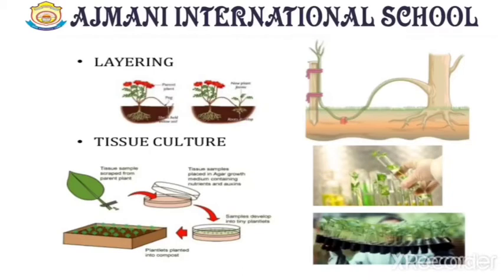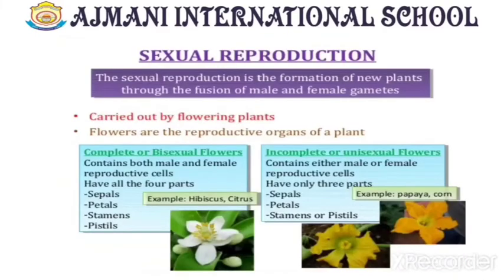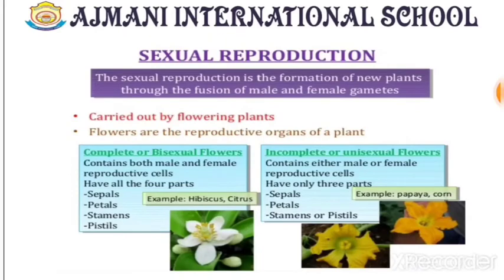Later on, these particles, which are also the plantlets, are planted into the compost and they grow into new plants. That's all about asexual reproduction. Let's move to sexual reproduction. It is a form of reproduction that involves the fusion of two reproductive cells called gametes to form a single cell called zygote. Now, do you know sexual reproduction is carried out by flowering plants?